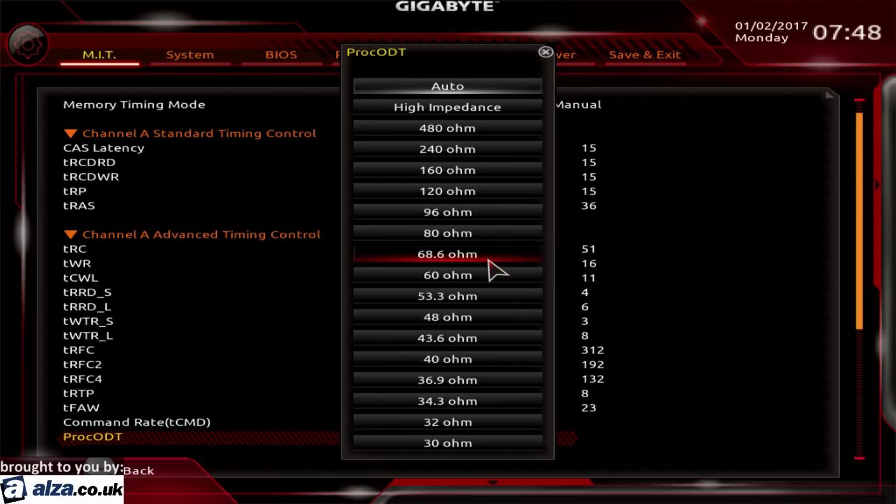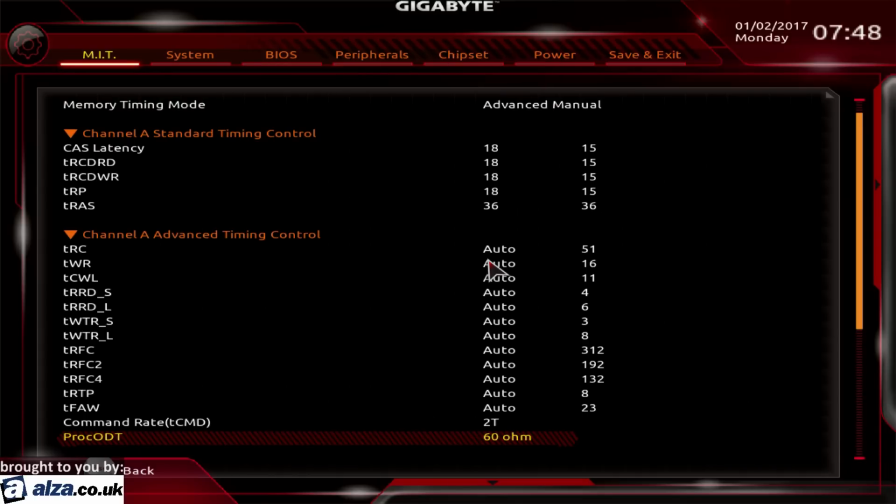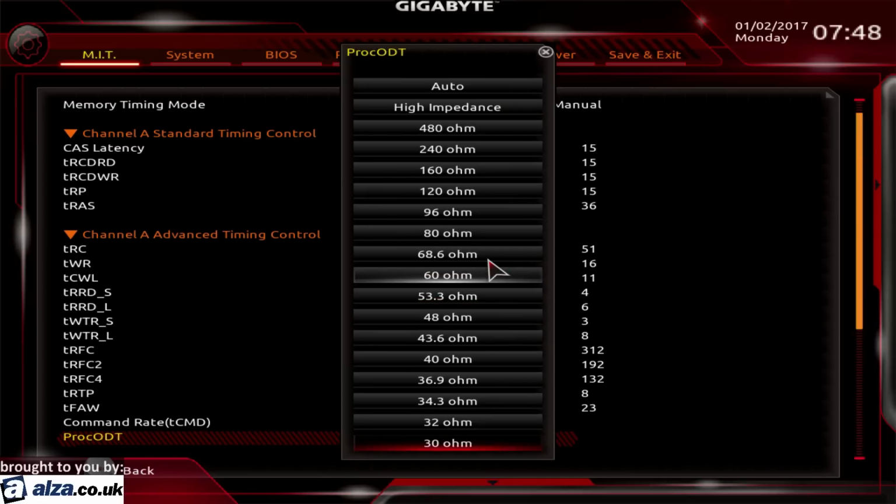Anything over sort of 68.6 ohms is too much. It can be harmful for the CPU, so you don't want to go over that. Really, you should probably just stick to 60 ohms.